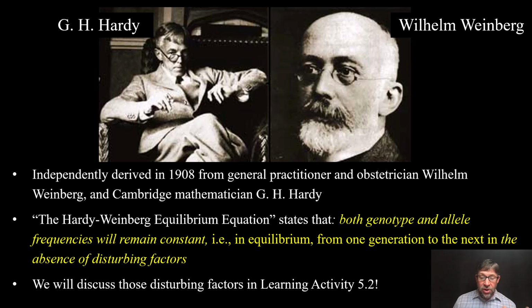Essentially, what the Hardy-Weinberg equilibrium equation demonstrates mathematically is that sexual reproduction alone, i.e., the recombination of alleles that occurs because of meiosis, the creation of the gametes, and then fertilization, the fusion of the gametes, sexual reproduction in and of itself is not enough to cause a population to evolve.